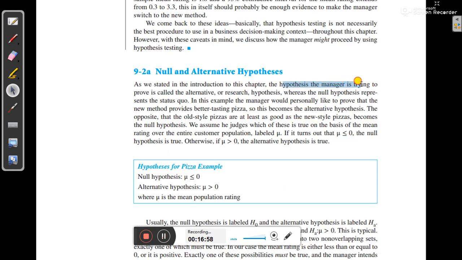The hypothesis the manager is trying to prove is called the alternative or research hypothesis, whereas the null hypothesis represents the status quo. In this example, the manager would personally like to prove that the new method provides better tasting pizza. So this becomes the alternative hypothesis. The opposite, that the old style pizzas are at least as good as the new style pizzas, becomes the null hypothesis. So here you can see two parts. This is the first, the alternative hypothesis, that the new method is providing better tasting pizza; the opposite is the null hypothesis, that old style pizzas are at least as good as the new style pizzas.